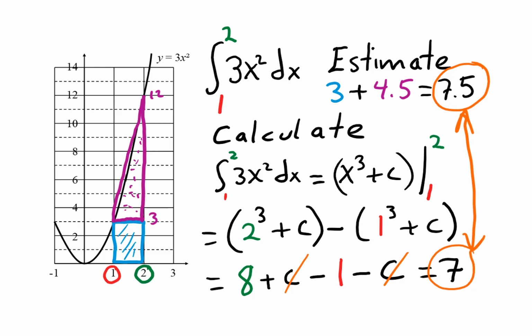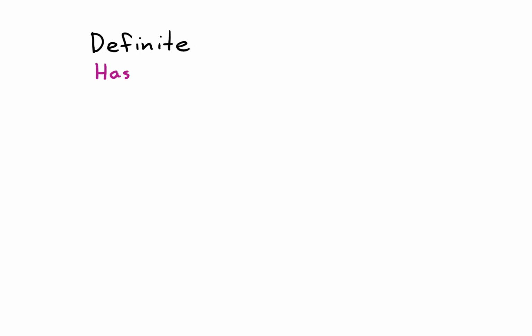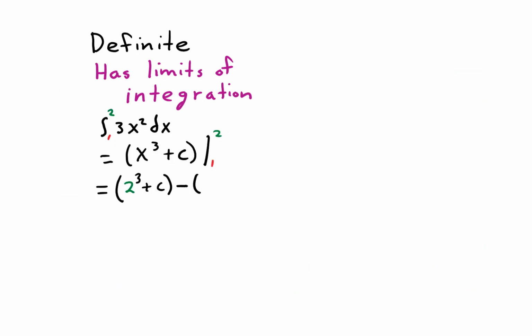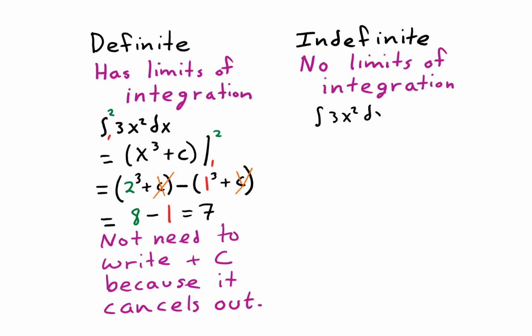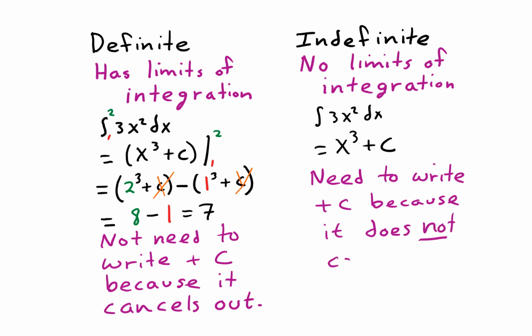7 plus c would not be correct. The c's have canceled out. They should not be there anymore. In a definite integral, where you have limits of integration, you always subtract, so the c's always cancel out. Because we know they will cancel, we don't need to write them at all. In an indefinite integral, where you don't have limits of integration, there is no subtraction, so the c does not cancel out. It should still be there. That's why you have a plus c in every indefinite integral, but not on a definite integral.